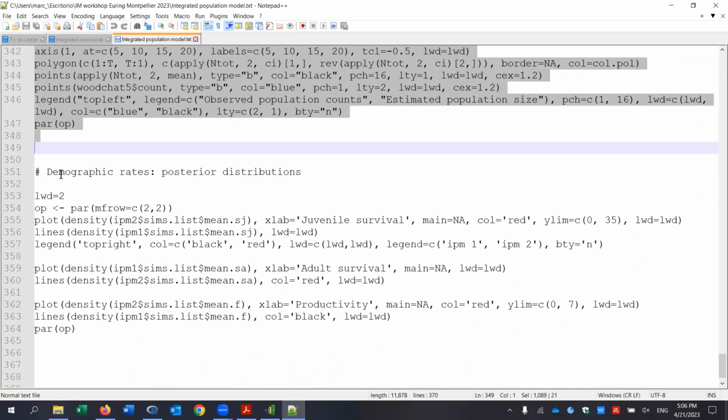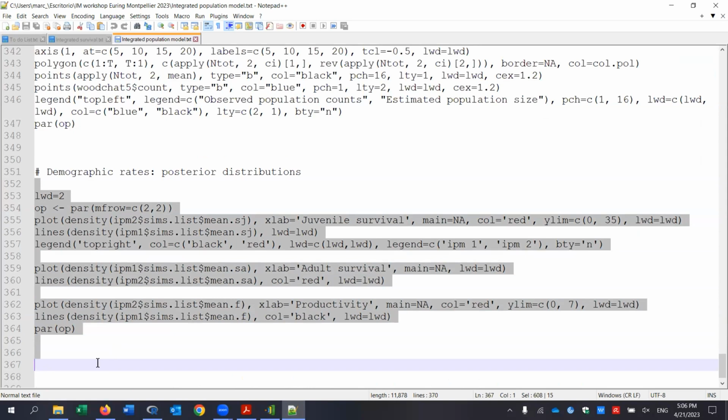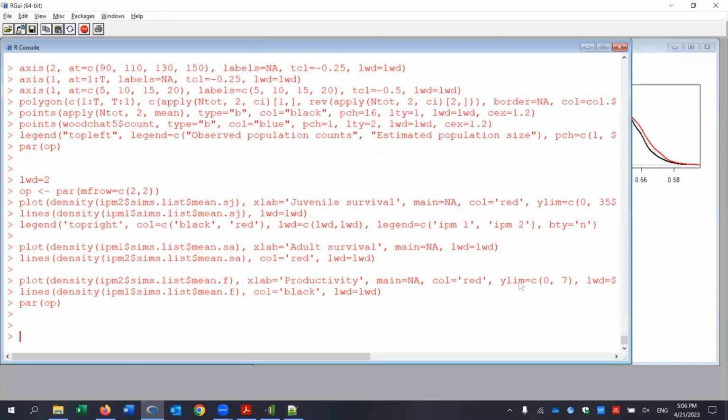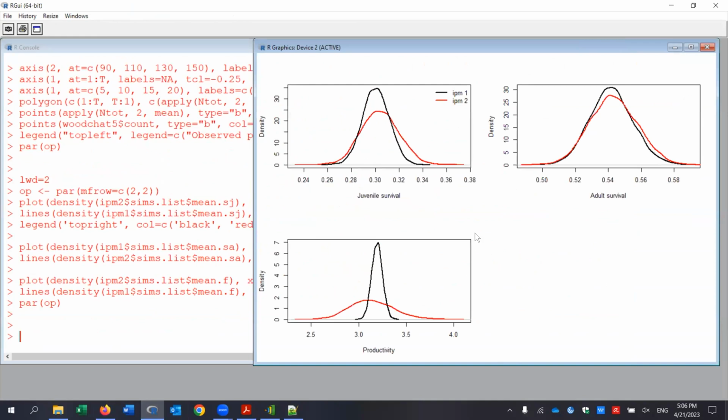Now let's look at the posterior distribution of the demographic rates. I compared them from both models. IPM1 is the model including the productivity data. IPM2 is the one without productivity data. If you look at productivity, then we clearly see that when we include data, the estimate is of course much more precise. Without it we lose precision, but what is nice is that the point estimate is unbiased. If all goes well, we have an unbiased estimate of productivity, although we don't have productivity data. So the information comes from the counts.